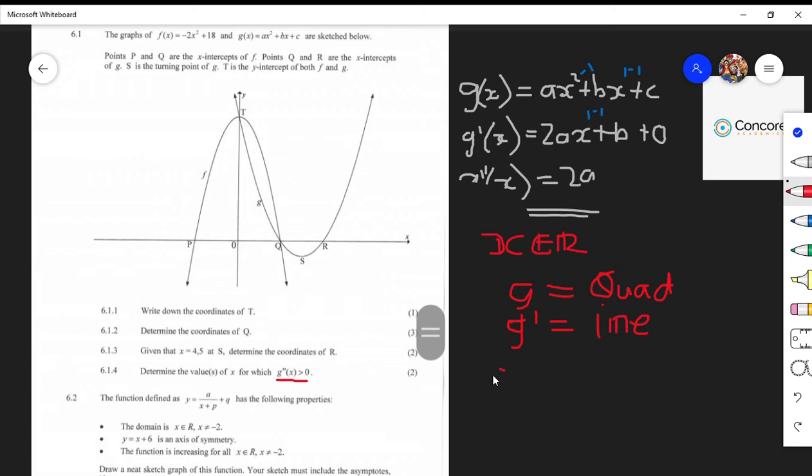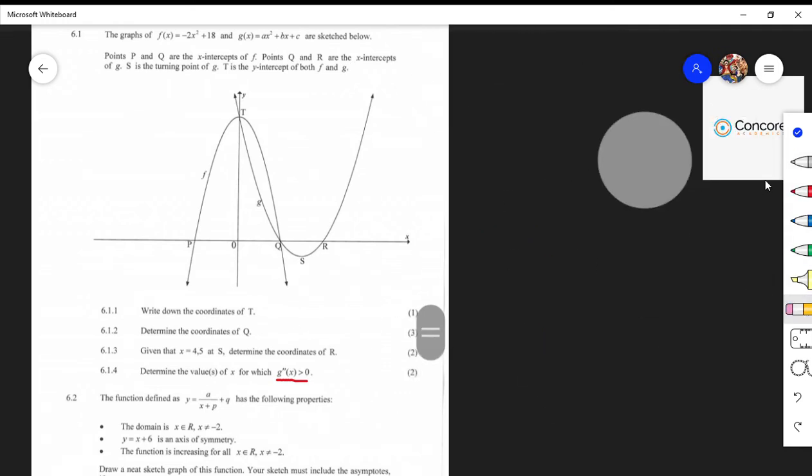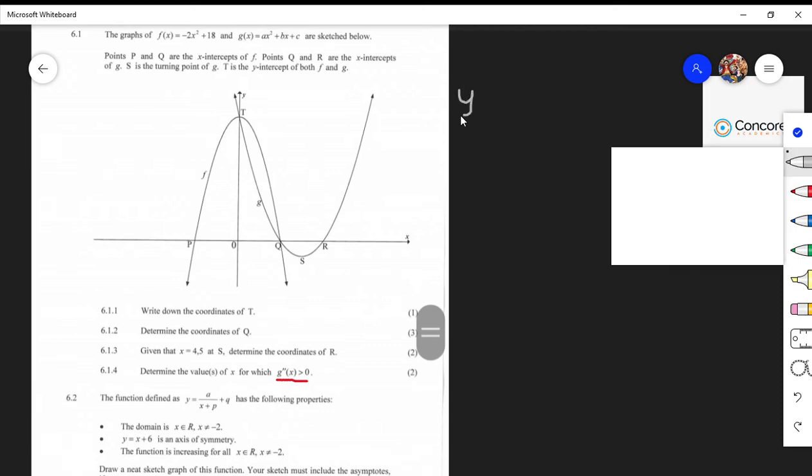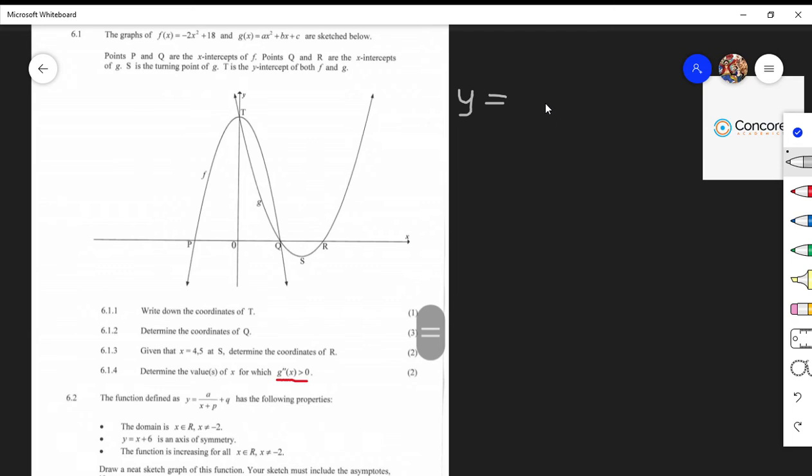And the derivative of a straight line would then be a constant. Okay, so let's take a practical example as well, maybe to understand better. So if we had a function like this, y is equal to, let's make it x squared plus 3x plus 2, and we derive it the first time.